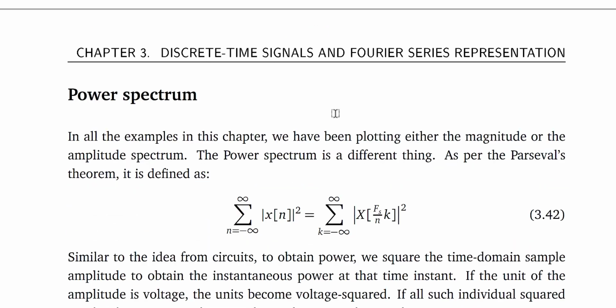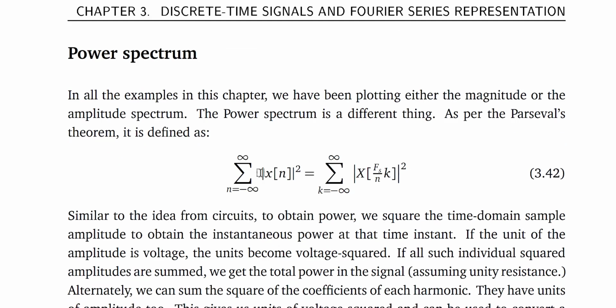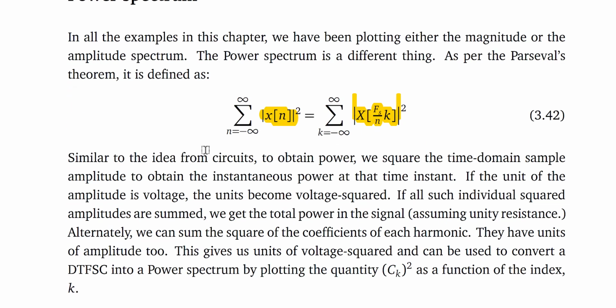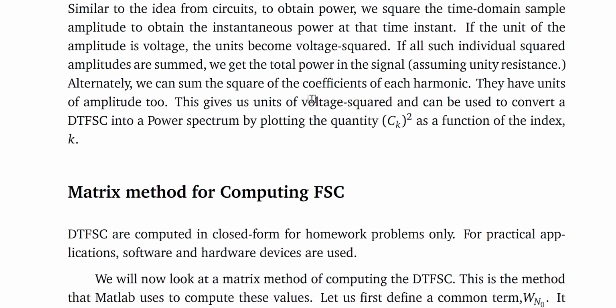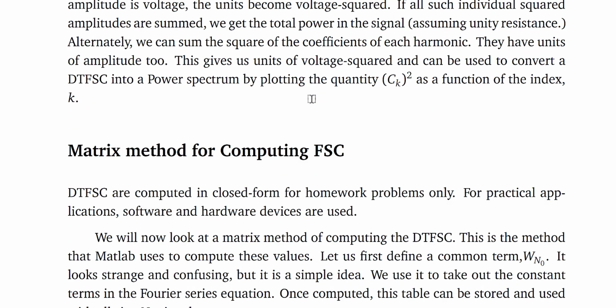Okay, the power spectrum is calculated using exactly the same thing as Parseval's theorem that I said, except in this case we square either the time domain samples or each of the frequency domain coefficients that we calculated. So both give us the power spectrum for the signal. So we take the CKs and we square them, and we have the power spectrum.